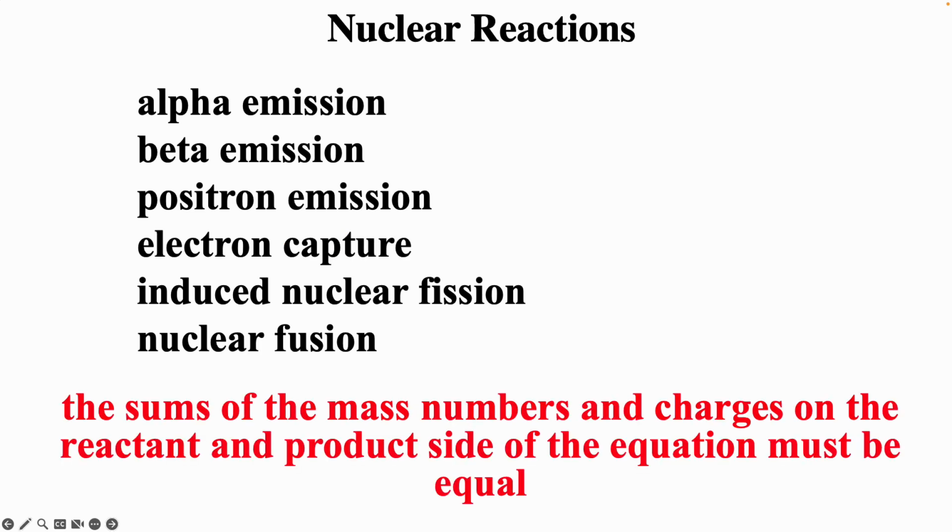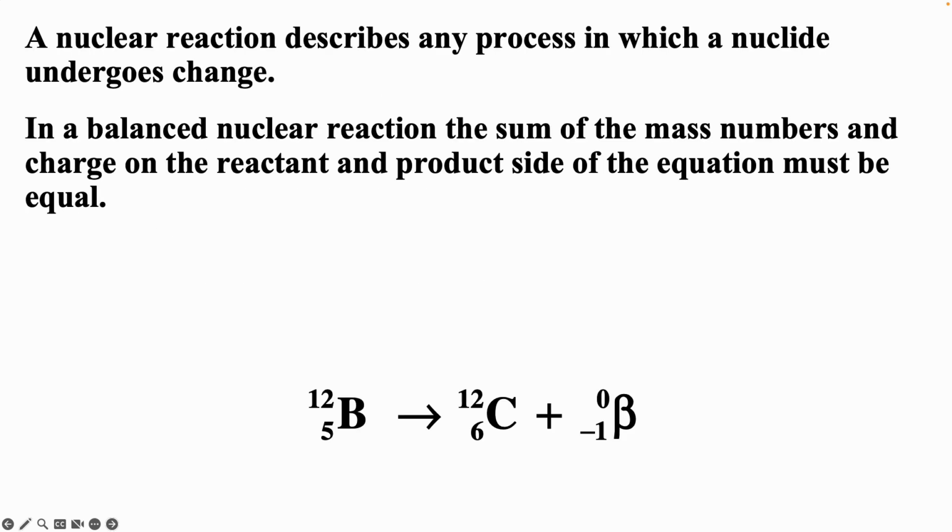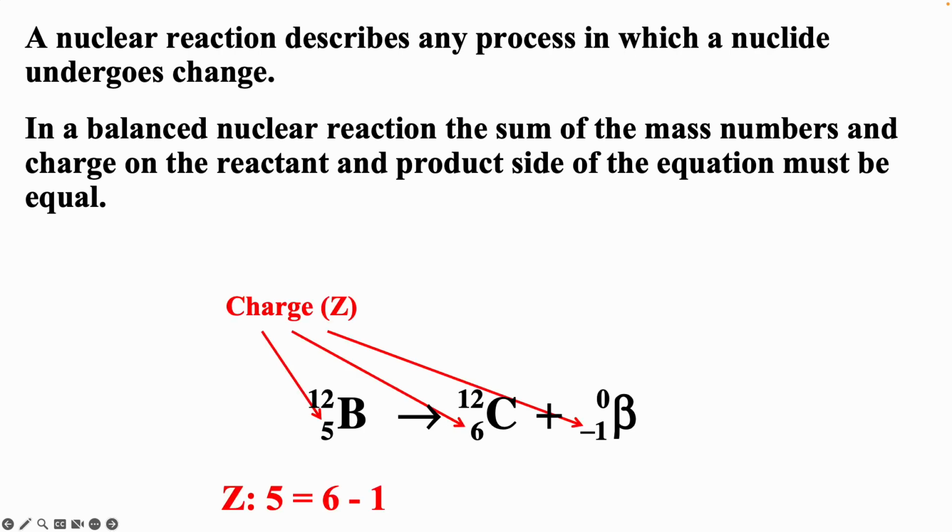The sums of the mass numbers and the sums of the charges on the reactants and product side of the equation must be equal. So that's how we balance nuclear reactions. And so if we look at this nuclear reaction, we have boron 12 going to carbon 12 plus a beta particle. And so again, the charges have to be the same on products and reactants.